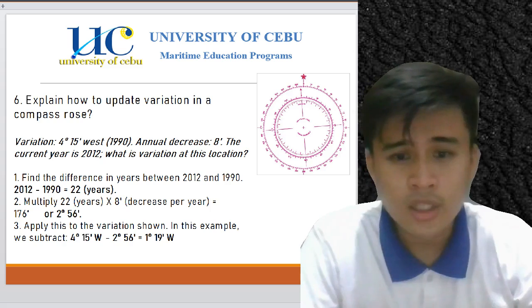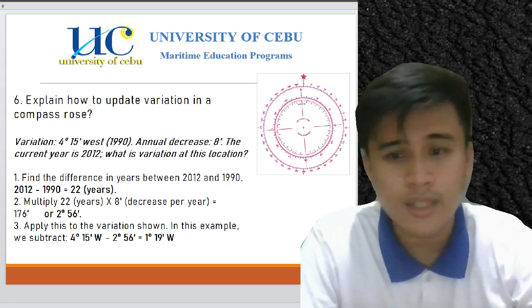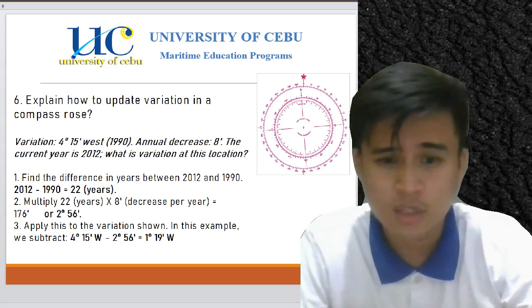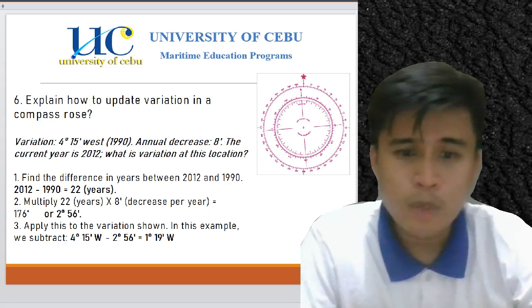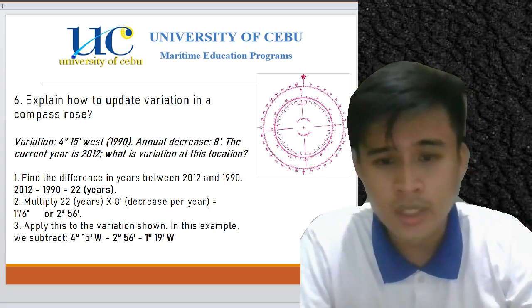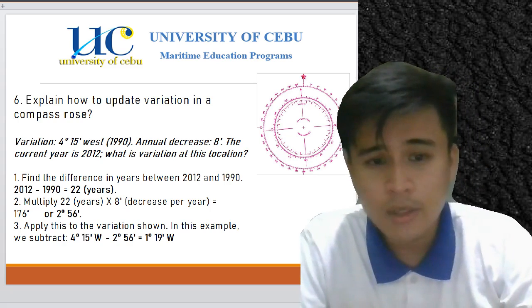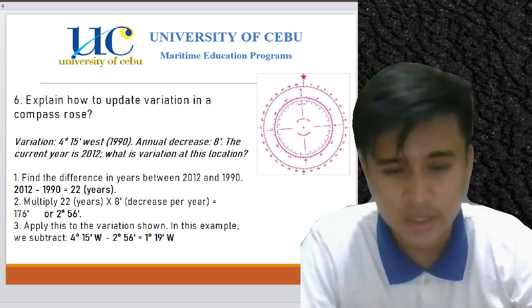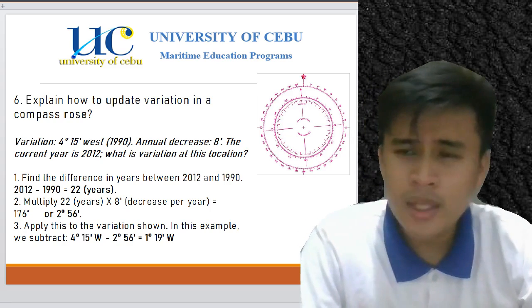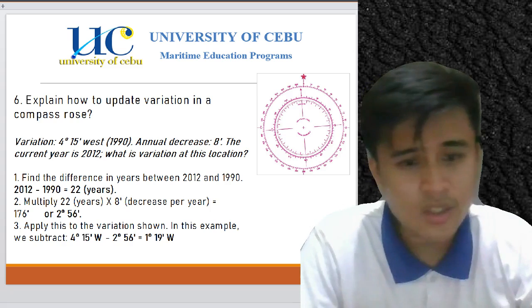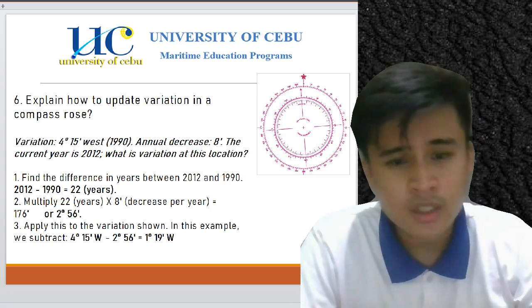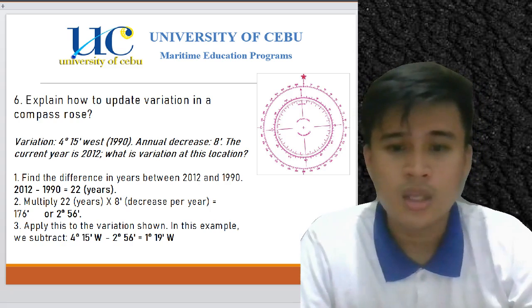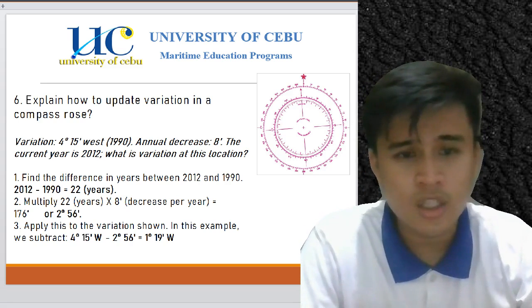So number 1, find the difference in years between 2012 and 1990. 2012 minus 1990, you will get 22 years. Number 2, multiply the 22 years by the 8 minutes, that is the decrease per year. And we will get 176 minutes or 2 degrees and 56 minutes. And number 3, apply this to the variation shown. In this example, we subtract 2 degrees 56 minutes from the 4 degrees 15 minutes west and we will get 1 degree and 19 minutes west.